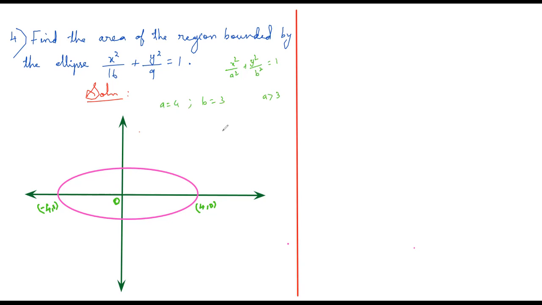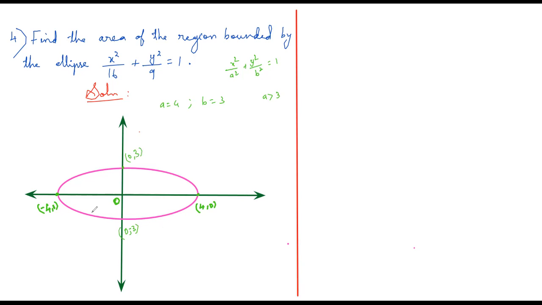So this endpoint is minus a comma 0, so it is minus 4 comma 0, and this vertex is a comma 0, so it is 4 comma 0. And what about 0 comma b? This is also at distance 3, so the other is actually 0 comma minus 3. So after drawing the graph, you just find out which area is to be found. The whole region inside this ellipse is to be found.